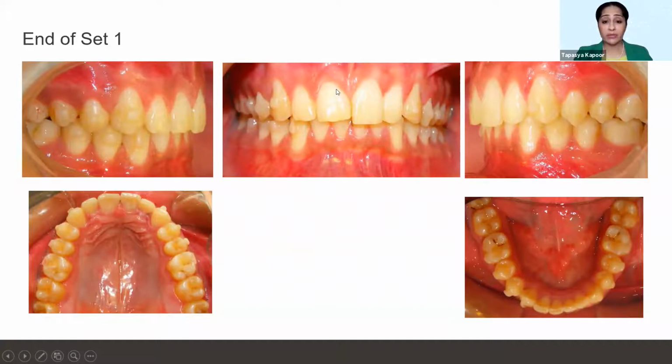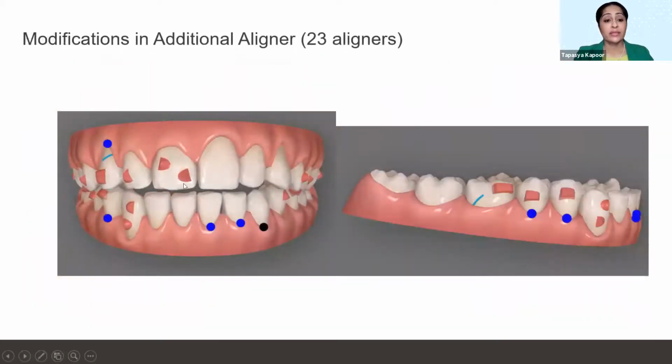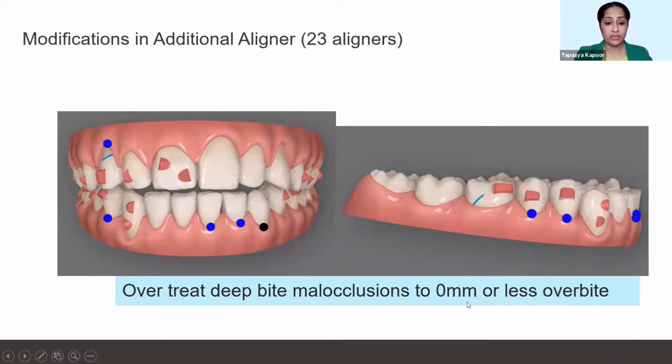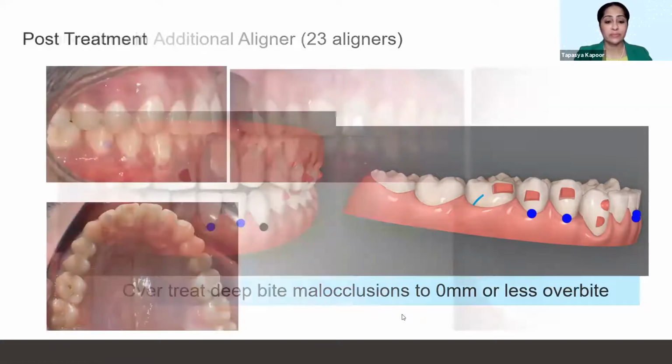Everything else looked good, but this patient did not want restoration. And therefore, we decided to also level the incisal edges rather than level the gingival margins. The other modification I did at that point is I overcorrected my bite opening because I felt he needed some more bite opening. And this was another 23 aligners, continued the class 2 elastics, just so that if he needed it, he was almost corrected into a full class 1 on the right side.